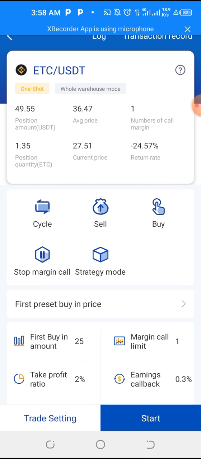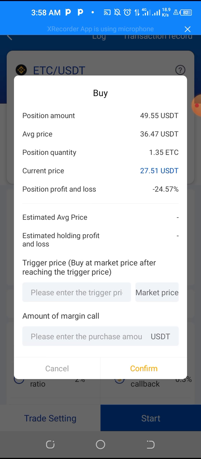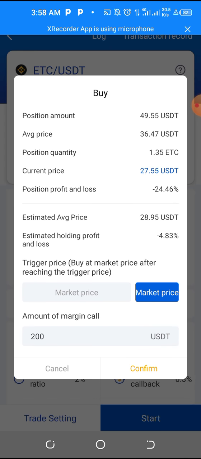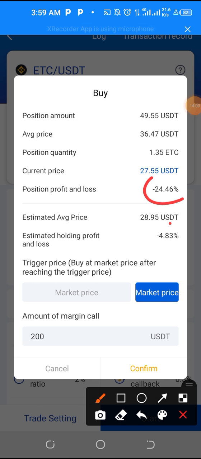So for this person to come out from this trade, you click on buy again, you click on market price, then you begin to put an amount that will be reducing the loss. If you put $50, that's increased to minus 12%. If you increase to $80, it has reduced to minus 9.34%. If you put like $100, that's come down to minus 8%. If you put like $150, that's come down to minus 6%. If you put $200, that's come down to minus 4.83. So from minus 24.46 loss, it has reduced to minus 4.83.